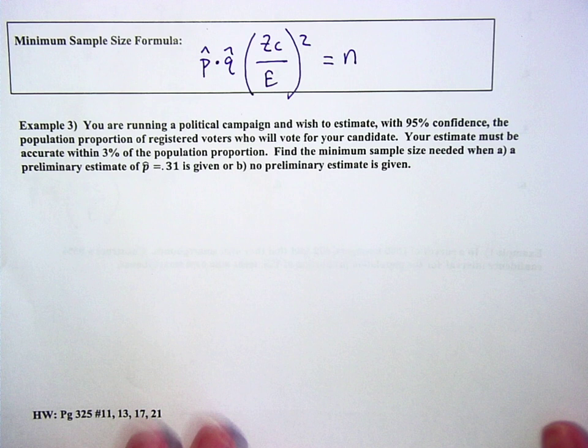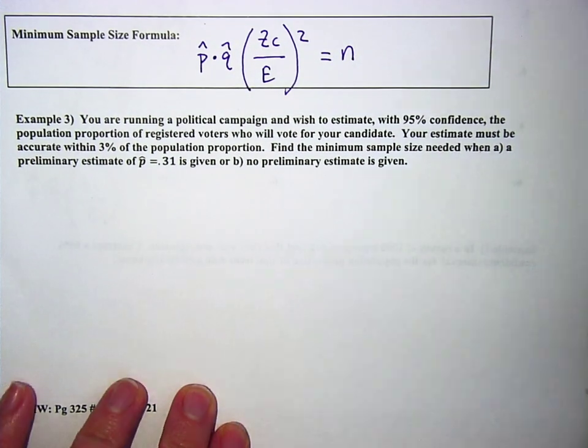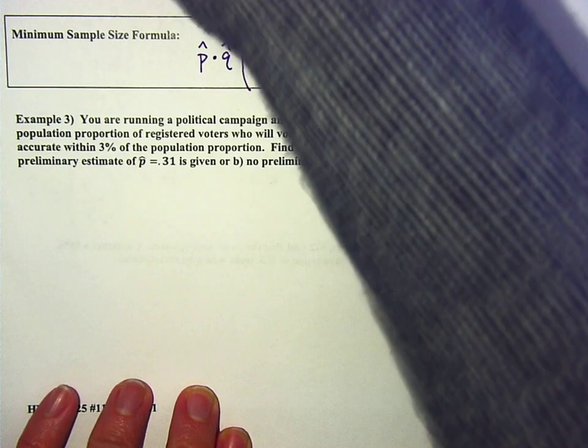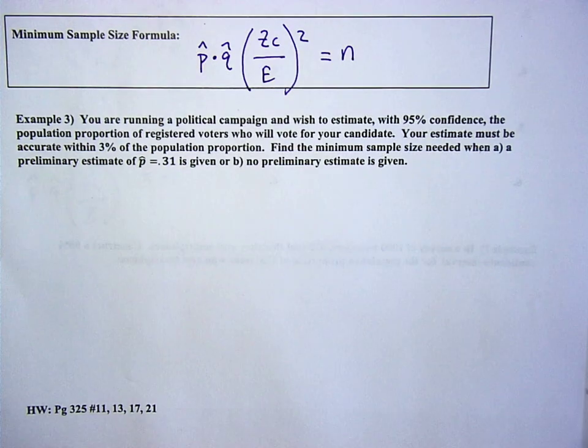All right, you're running a political campaign. This is a real life example of how this works. And I've got a friend who runs political campaigns and literally uses this formula. You're running a political campaign and you wish to estimate with 95% confidence the population proportion of registered voters who will vote for your candidate. Your estimate must be accurate within 3%.